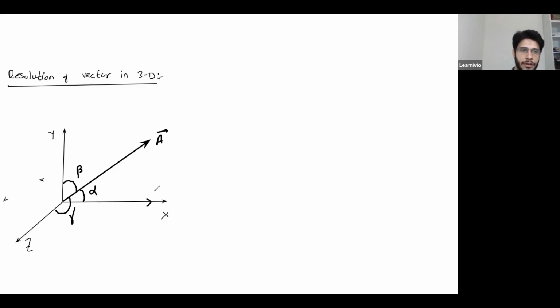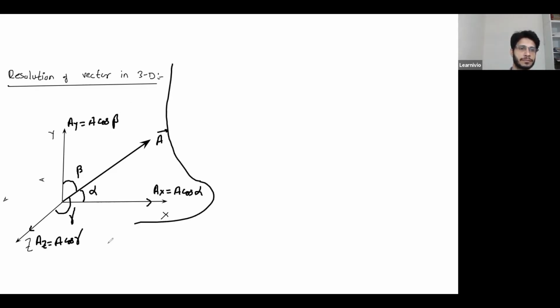The component of vector A along x-axis, which is ax, is a cos alpha. The component of vector A along y-axis is ay, which is a cos beta. The component along z-axis is az, which is a cos gamma. So these are the components of vector A along x-axis, y-axis, and z-axis respectively.